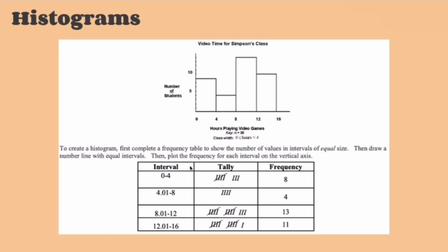So here their last data value was 16 and their first was 0. So they split that evenly to make it easier to work with. And then we use our data values, we count them up and put them into each interval, and then count the number of tallies or the frequency, and then place them into the histogram. So let's go over an example.